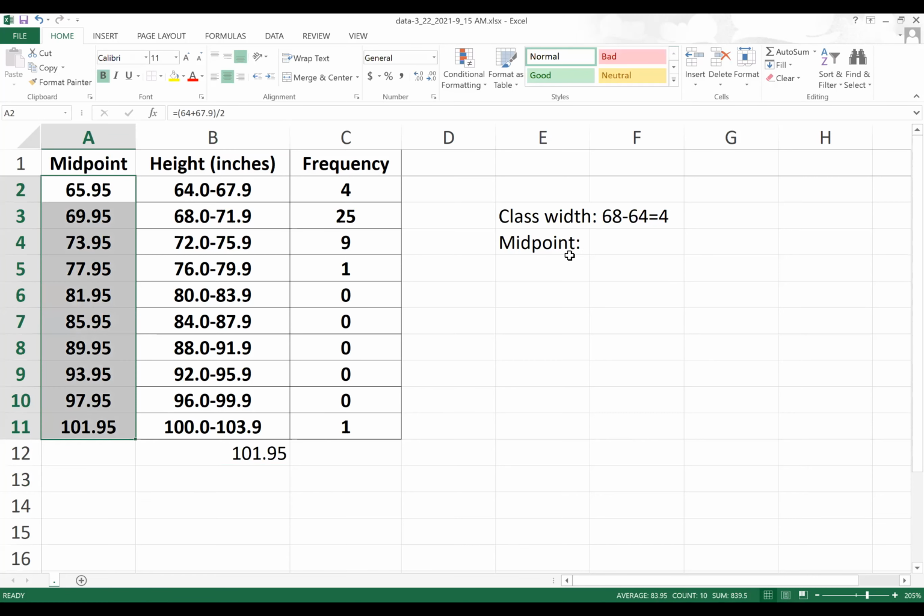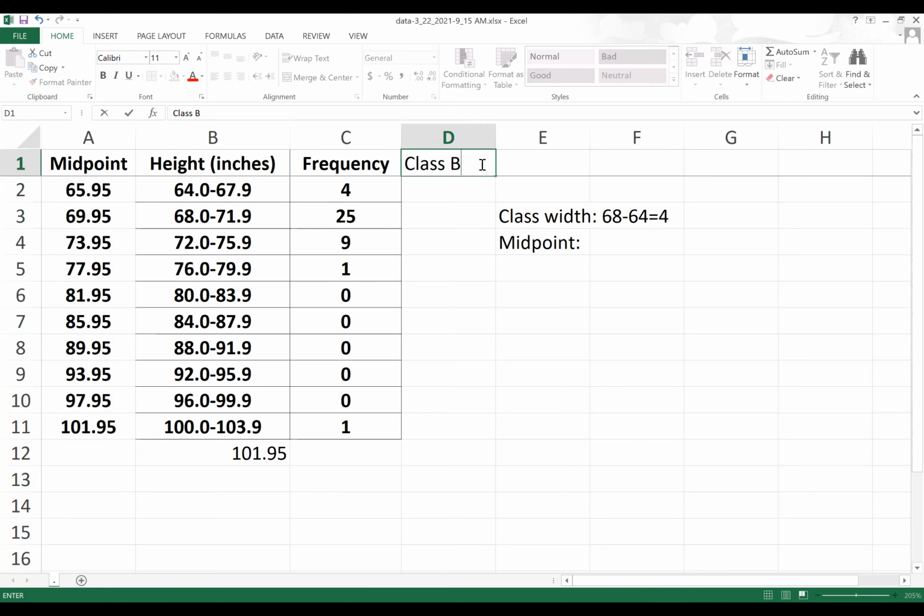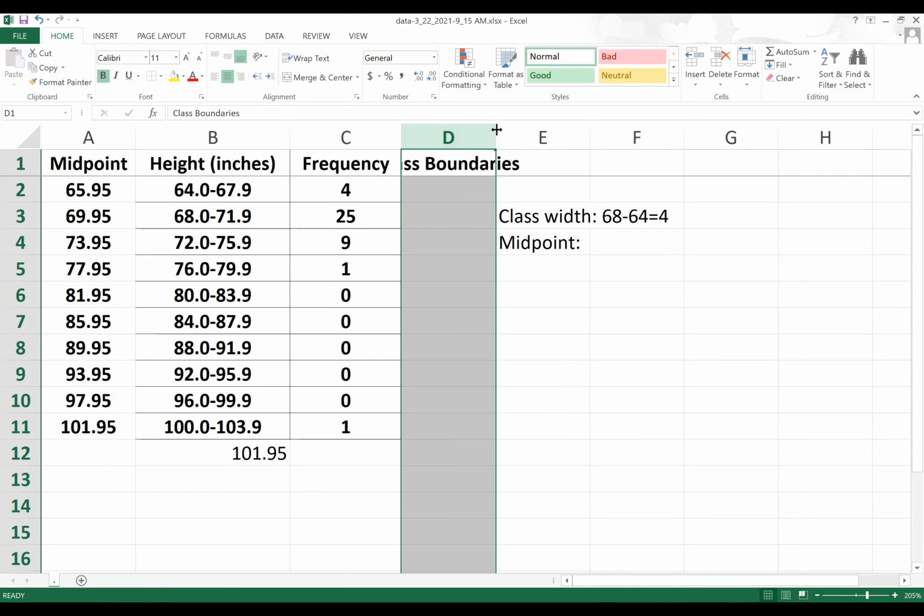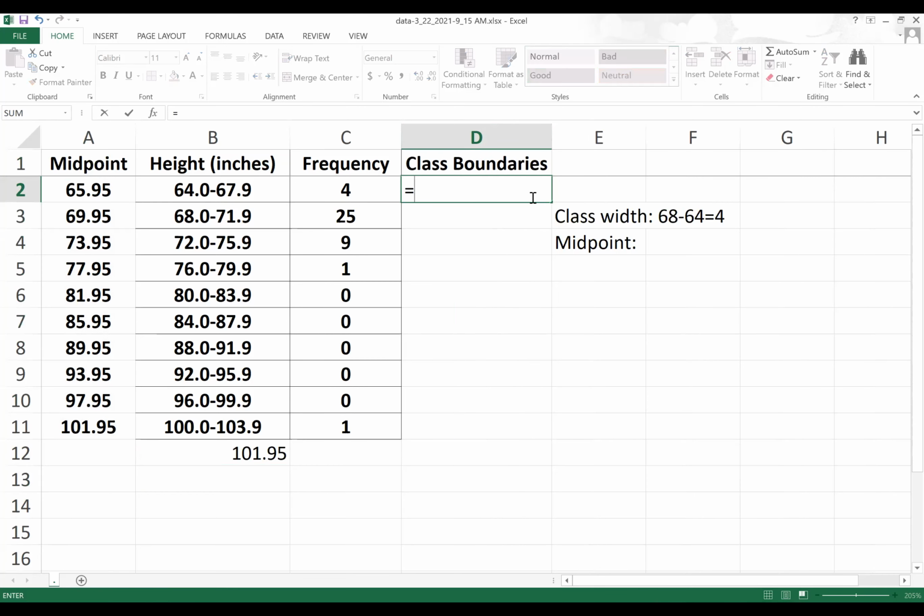And then class boundaries. Okay, I guess I will put here boundaries. They also follow the same pattern, right? So the difference will be 4. So if you calculate the first one, in the first class, okay, no, actually, let's get to the second one first. It will be the middle of 67.9 and 68. So you just average 67.9 and 68 and divide by 2. That will get the second one.